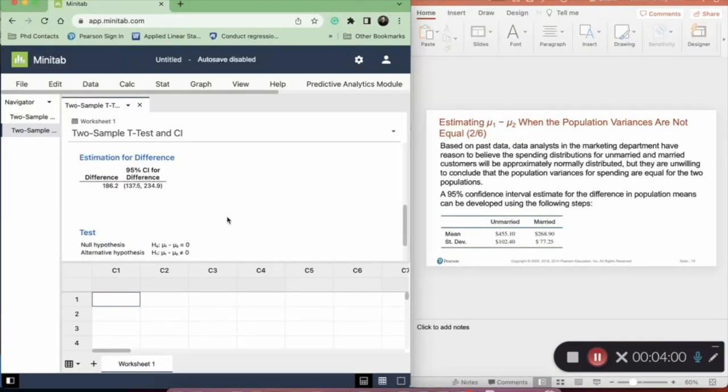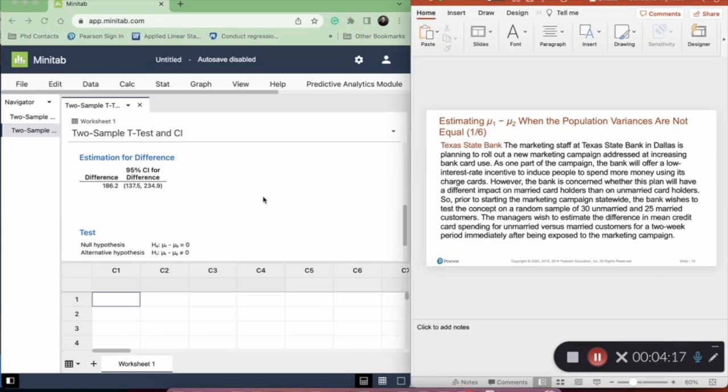Then what we got, basically, the confidence interval is 137.5. The 95% confidence level for the difference is between $137.5 and $234.9. So the goal was to estimate the difference in mean credit card spending for unmerit versus the merit. And this one doesn't contain the 0. Listen, this interval doesn't contain the 0. So what we can conclude, oh, maybe there is a difference in the mean. We're going to study this. But this one doesn't contain the 0, right?